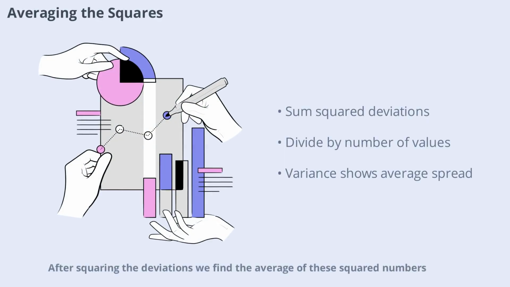After squaring the deviations, we find the average of these squared numbers. For our data, the squared deviations are 16, 4, 0, 4, and 16. Adding them up gives 40, and dividing by 5, the number of data points, results in a variance of 8. This final number, 8, tells us the average squared distance from the mean. It's a simple yet powerful way to summarize the spread of our data.